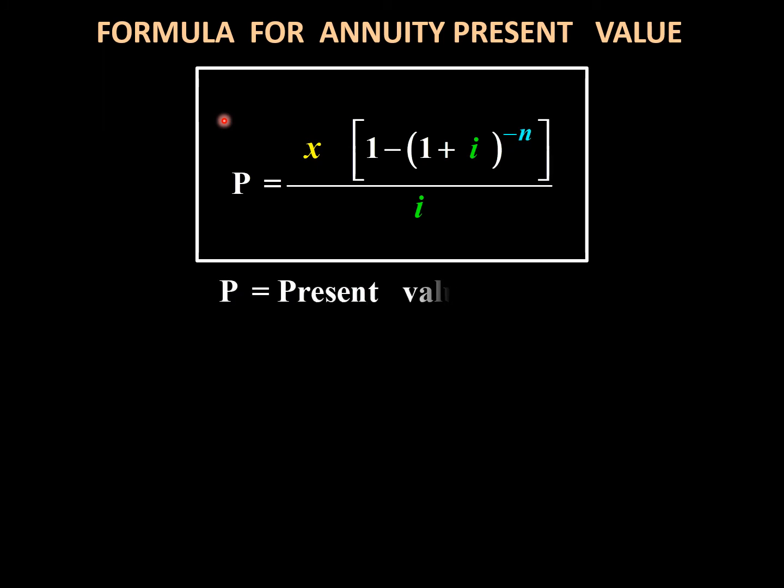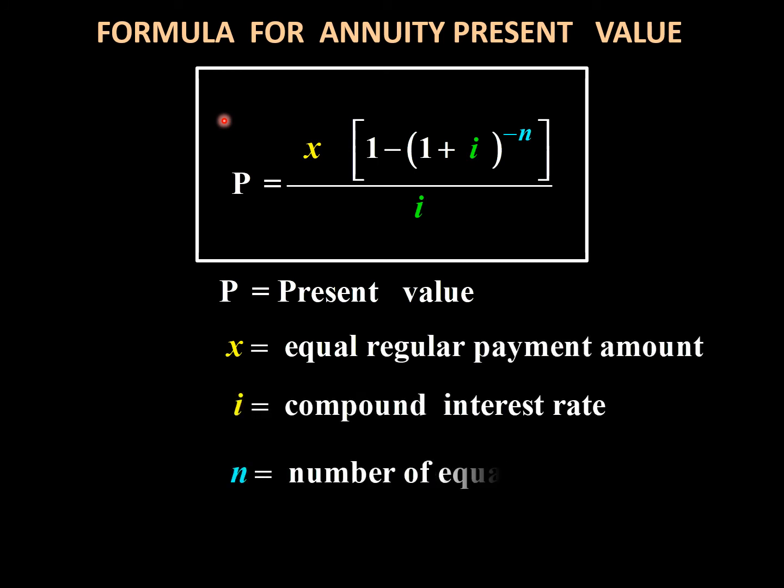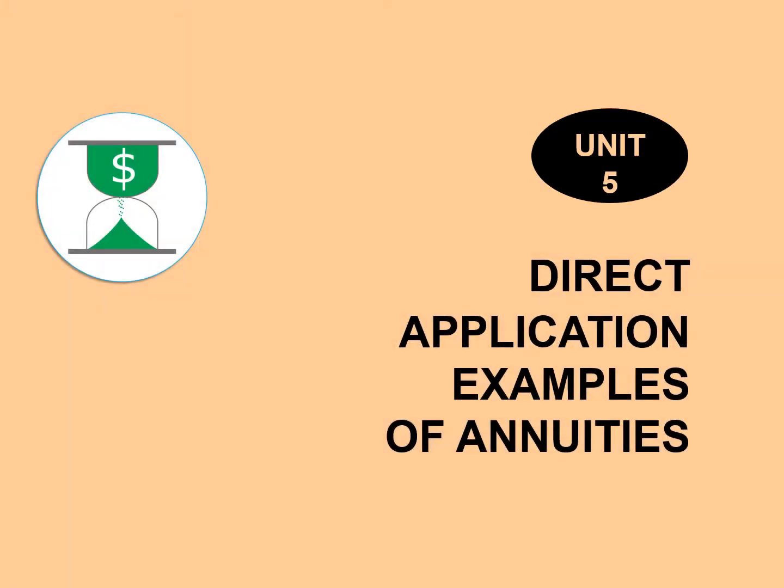So there's the present value formula. Notice there the difference between the future value. The X is the same X, same i, and the n. Just be careful here that we have a negative n. Present, that's the one with the negative. This formula you don't have to memorize, it's given on the formula sheet. Now that we've derived the formula, we're ready to do some applications of future and present values of annuities. But some direct applications, just directly applying those two formulas.